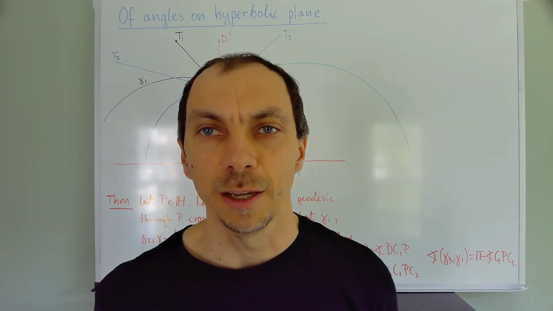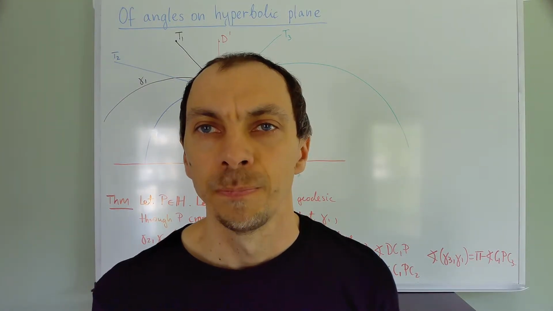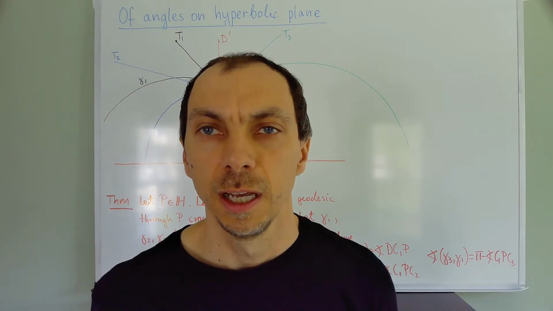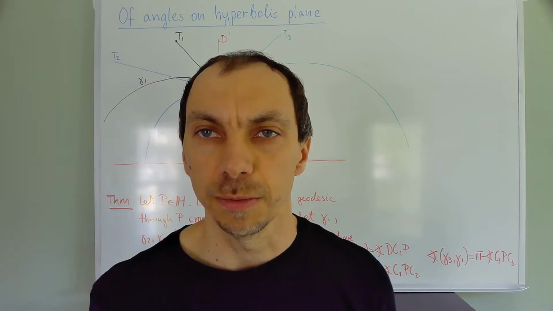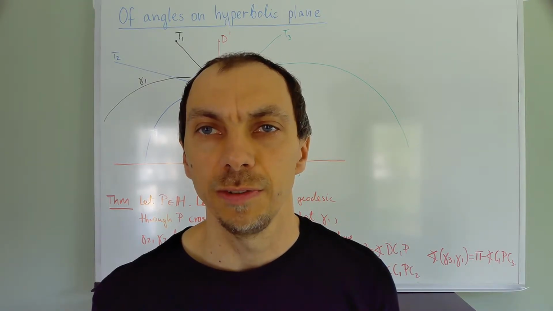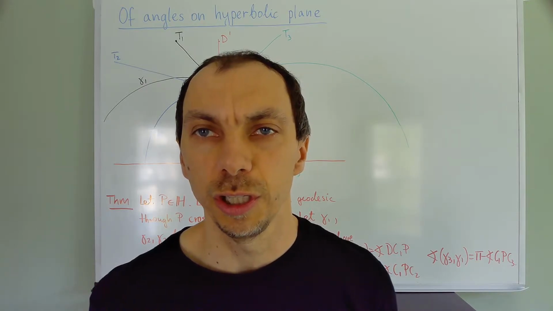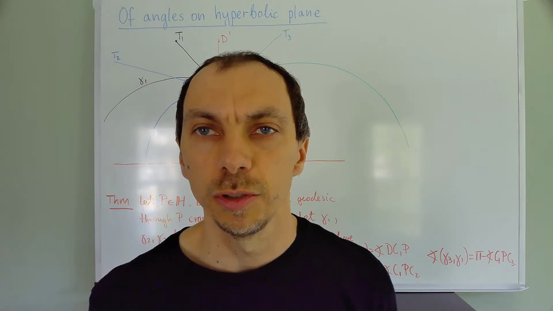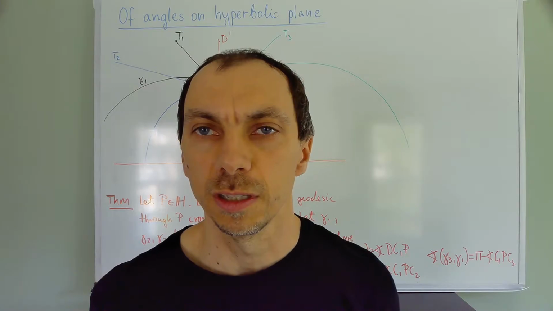It is time to talk about angles on the hyperbolic plane. If you recall, we defined angles between two curves on the Euclidean plane as being the angle between the corresponding tangent lines. Then we used a similar definition to define angles between two geodesics on a sphere. Namely, when two geodesics intersect at some point, we use the tangent lines to the sphere at that point to define the angle between those geodesics.